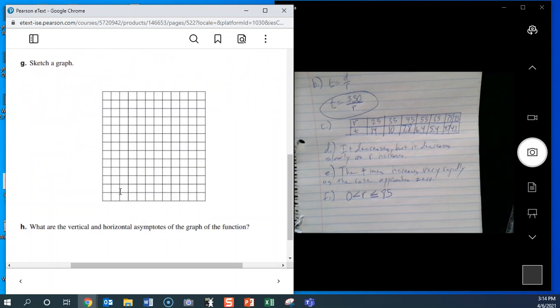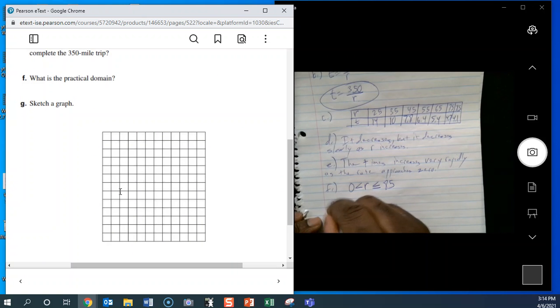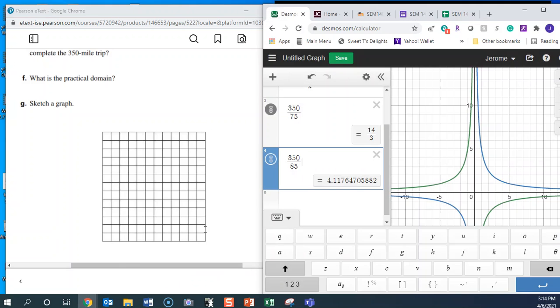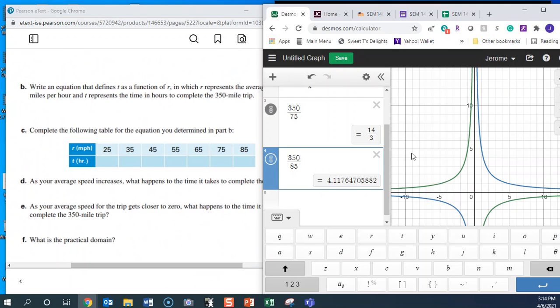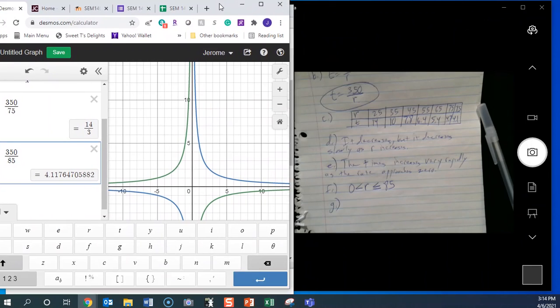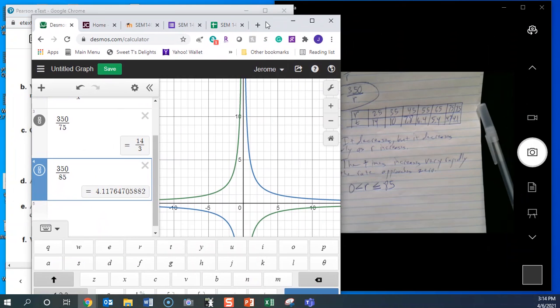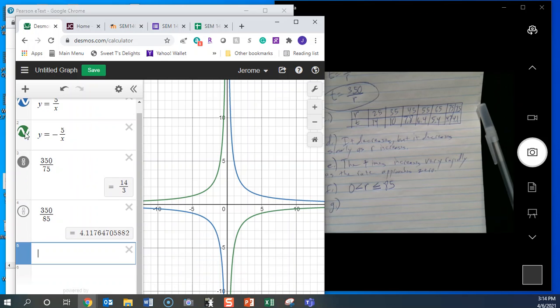Now, it says G. It asks us to sketch a graph. Actually, we didn't do that, so we need to do a quick table here. Let's do a table of the values. Let me scoot this over here so we can look at these values. So let me add a table.